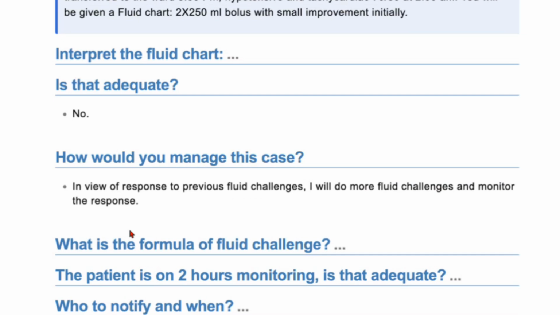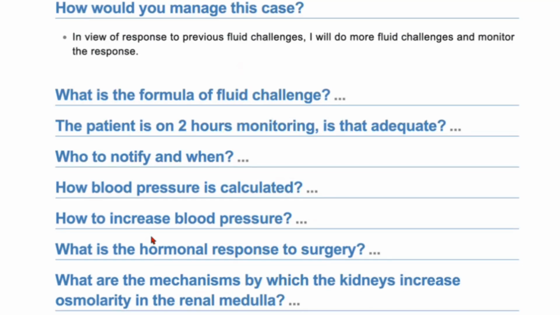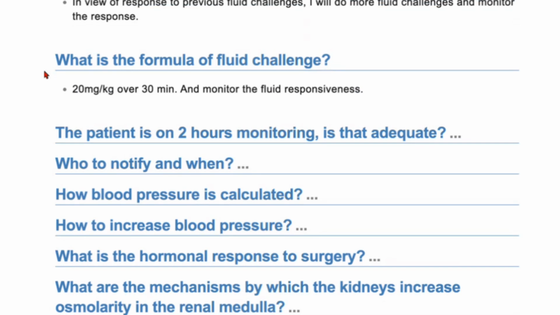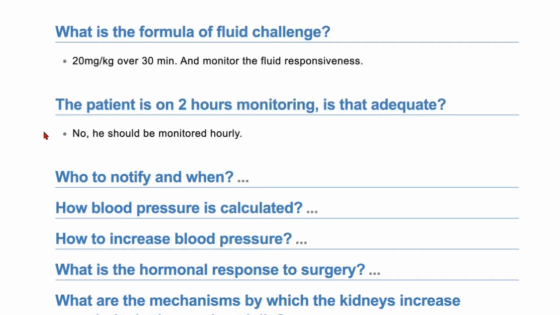So the formula used for fluid challenge is 20 milligram per kg over 30 minutes. The patient is on 2-hour monitoring. Is that adequate? No, the patient should be managed hourly. And who would you notify and when?